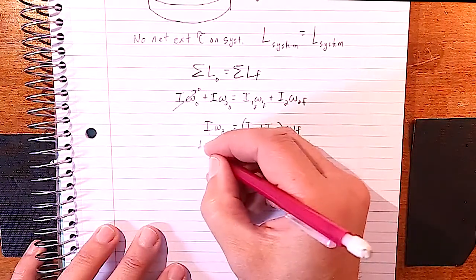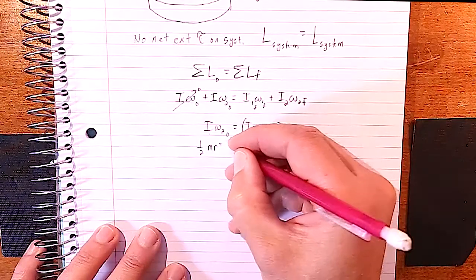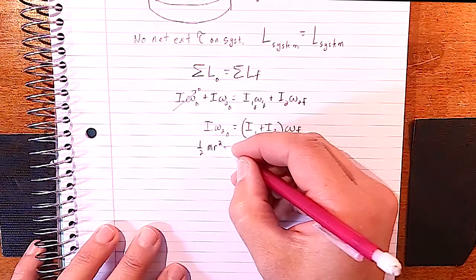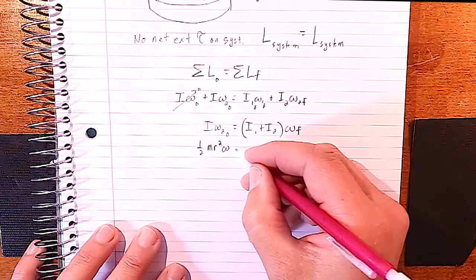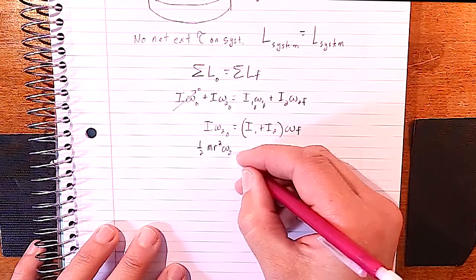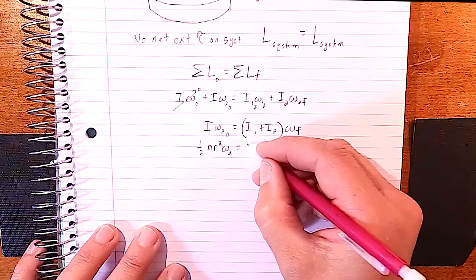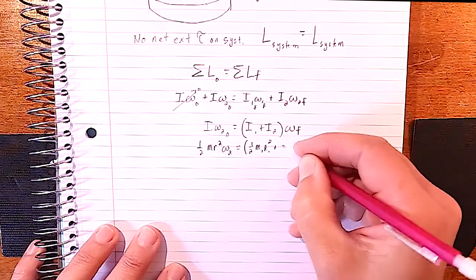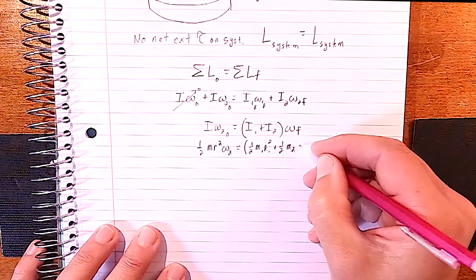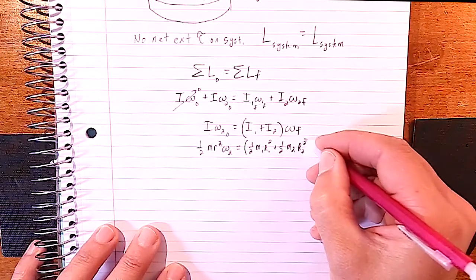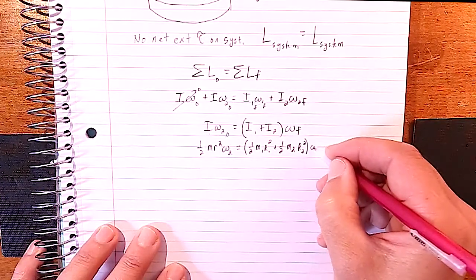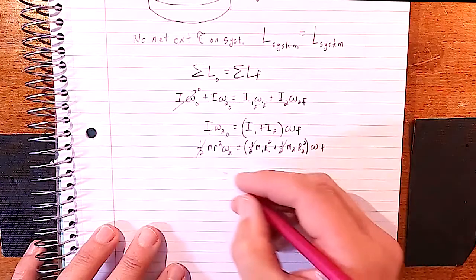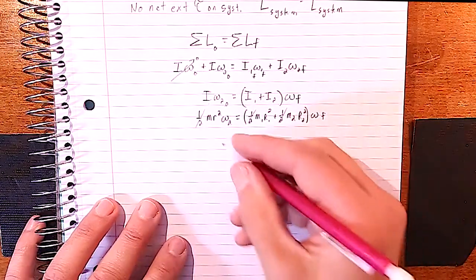Well, what do we have for the first one right here? Well, we have 1/2 mr squared because it is a solid disk, and that's going to be times omega 2 initial, which is 10. And then that's going to be equal to 1/2 m1 r1 squared plus 1/2 m2 r2 squared. And then that's all times omega final. And we have a half in each term, so we can get rid of those.